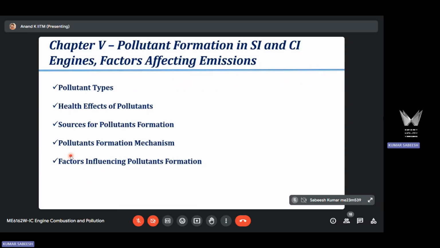So this chapter is devoted to understanding what species are designated as pollutants, what health effects they create on human beings, what the sources for pollutant formation in the engine are, what mechanism the pollutants are formed by, and finally the engine design and operating variable factors that influence the pollutant formation.